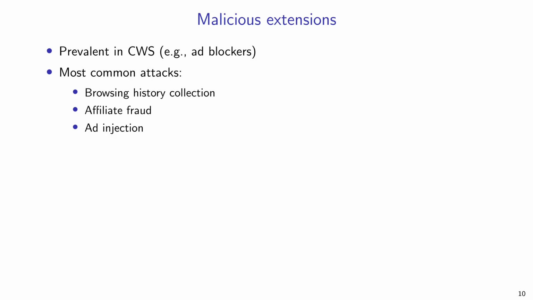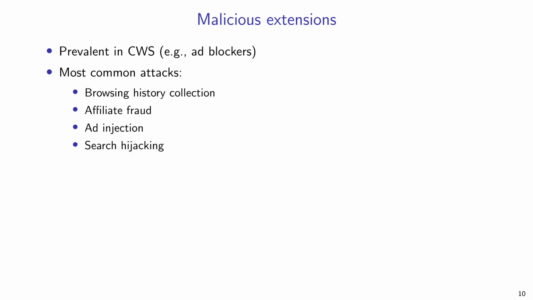Then, ad injection is when an extension adds advertisements to the websites a user visits. Similarly to affiliate fraud, the goal is to monetize the impressions and earn money from clicks. While this is prohibited by the Chrome Web Store policies, detecting such ad injection may not be trivial unless the user can distinguish legitimate ads from the injected ones.